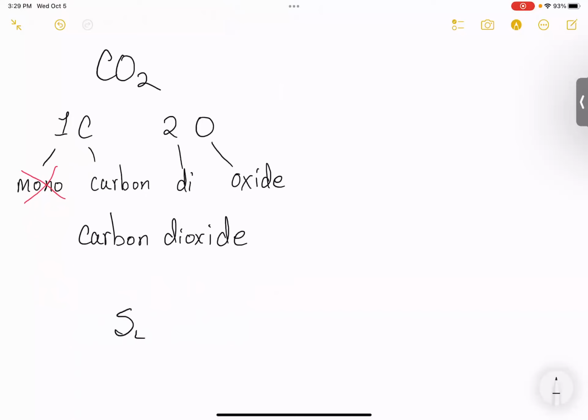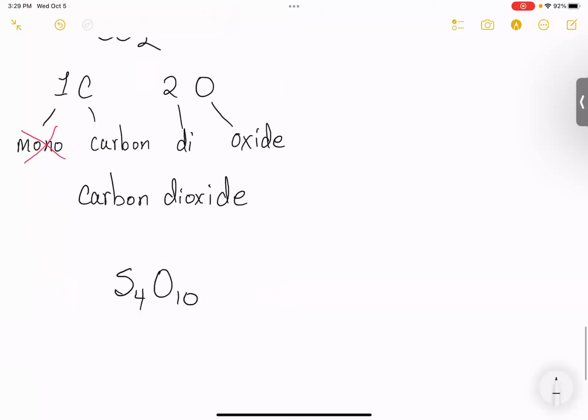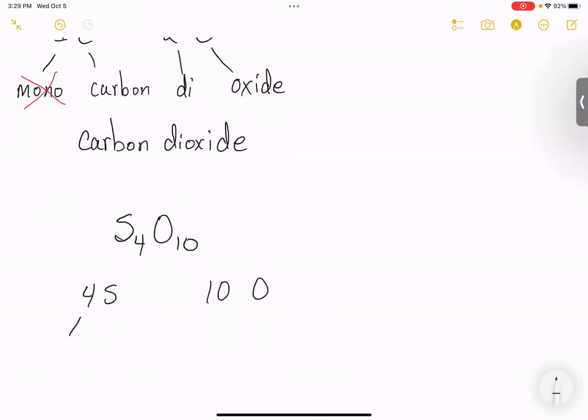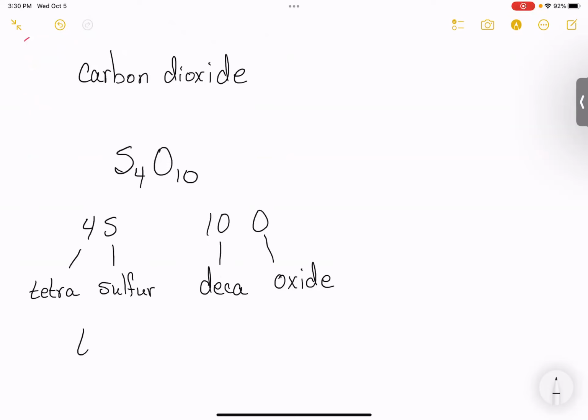You can have all sorts of combinations again. This formula has 4 sulfur and it has 10 oxygens. 4 is tetra, then you have your sulfur. 10 is deca, then you have oxide. So this is tetrasulfur decoxide.